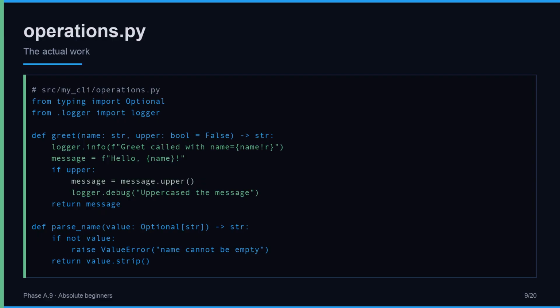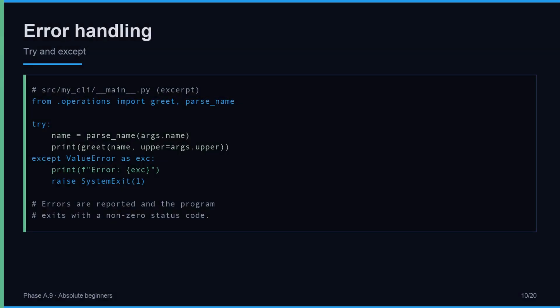Define parse name that raises ValueError when the value is empty. Notice the type hints on every signature, the logger.info call instead of print, and the raise for invalid input. Every pattern from this phase is here. The actual work.